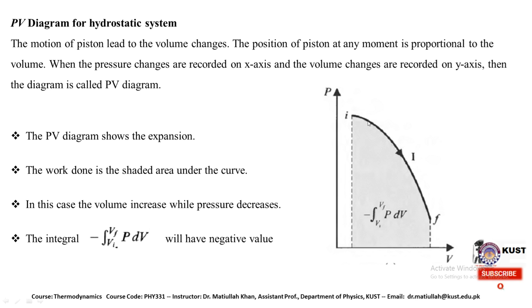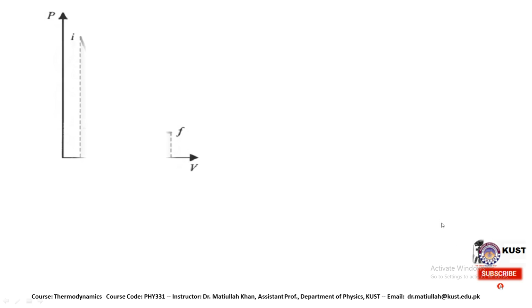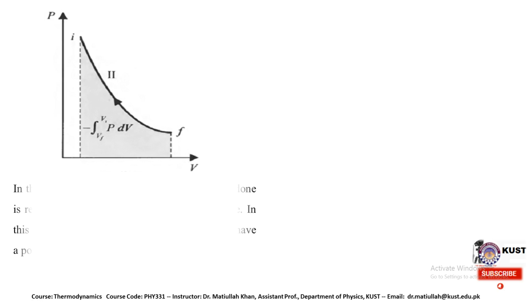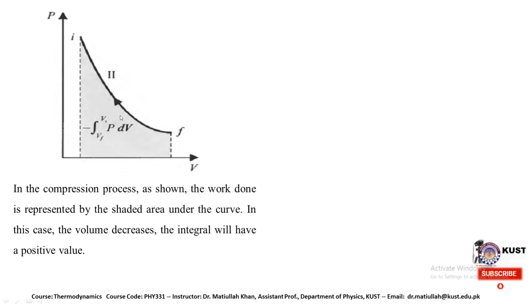This sign shows the direction of the motion of the system. You see the system moves from the initial to the final configuration, but in the second step the system moved from the final to the initial configuration. Here you see this arrow sign shows that the system moved from F to I. So what is the work done in this case? The work done is the area under the curve, represented by the shaded area. The volume decreases, but the pressure increases. So some positive work is done.